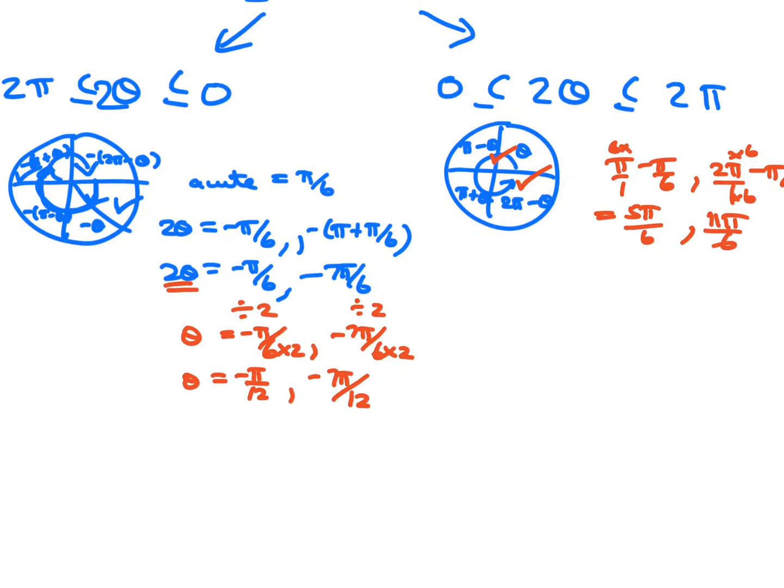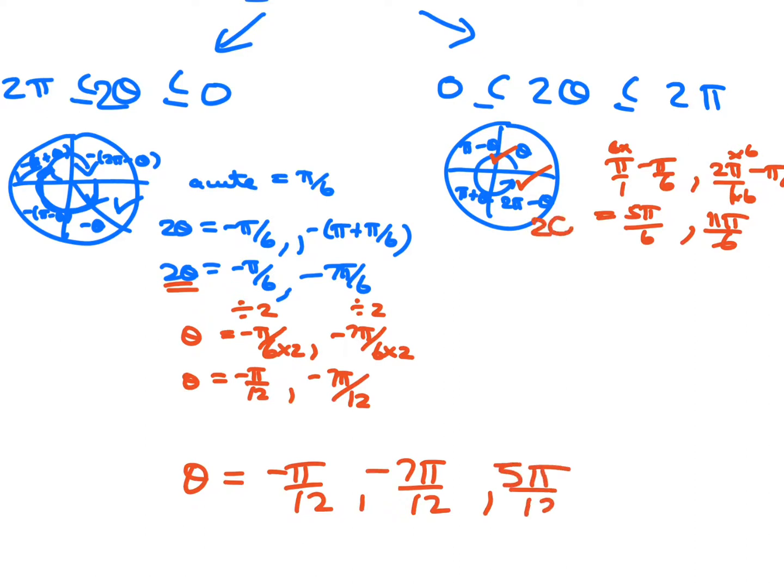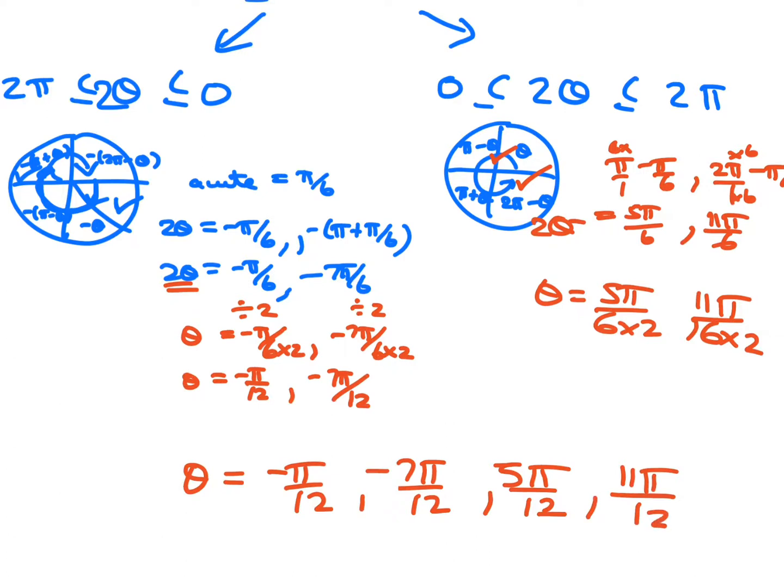Okay, so your full solution, you don't have to divide by 2, because I've just divided each of these by 2. So it's minus pi on 12, minus 7 pi on 12, 5 pi on 12. Yeah, I've got to divide this by 2 theta, I haven't done that yet. So it's 5 pi on 6 times 2, 11 pi on 6 times 2. So that's going to be 11 pi on 12.